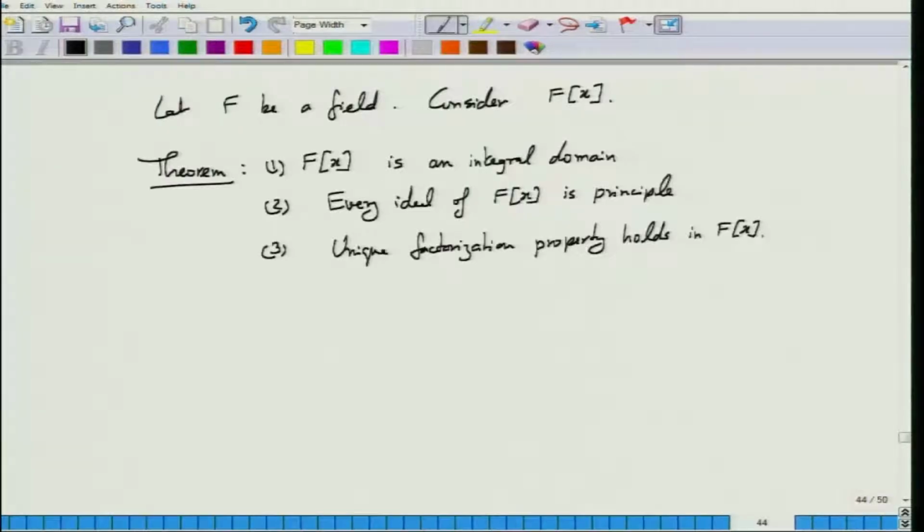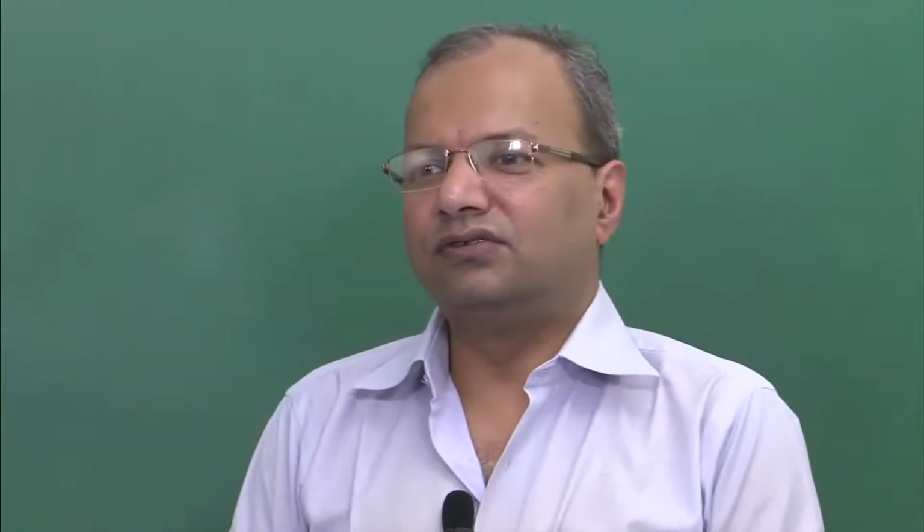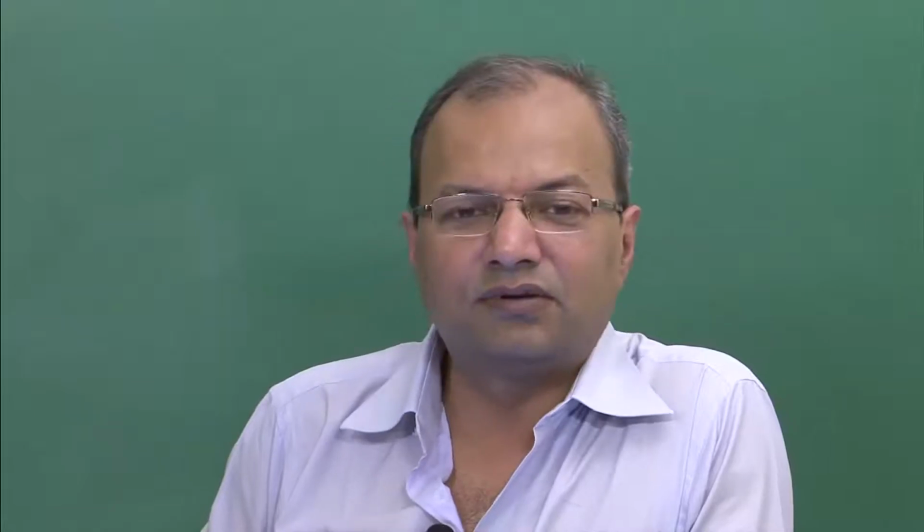Note that here I am not saying that F[x] is just a Dedekind domain where unique factorization of ideals holds, but element-wise also, just like over Z, the unique factorization property holds here, not only over ideals. So in that sense, F[x] is very similar to the ring of integers. Every ideal is principal, unique factorization holds, and it's an integral domain, which are all very nice properties of integers.